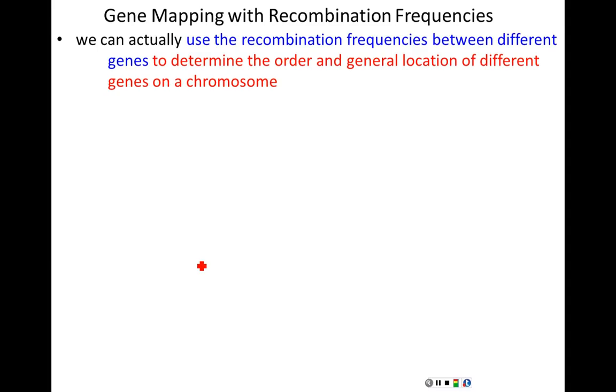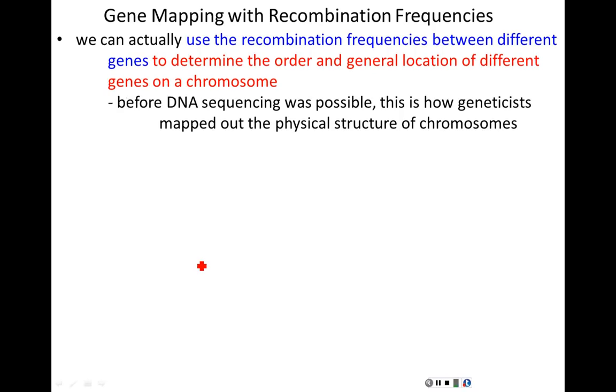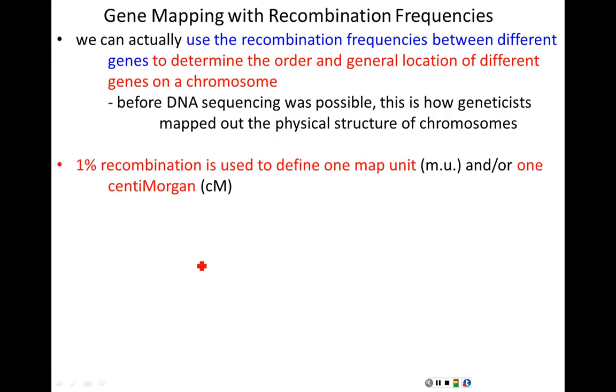So, what can we do with this beyond predicting offspring? Well, what we can actually do is begin to physically map the location of genes relative to one another on a single chromosome. We can use these recombination frequencies between different genes to determine the order of the genes on a chromosome and their general or relative location on a chromosome relative to one another. This isn't so important anymore because now we can sequence everything. But before DNA sequencing was possible, this is how genes were mapped on single chromosomes by geneticists.